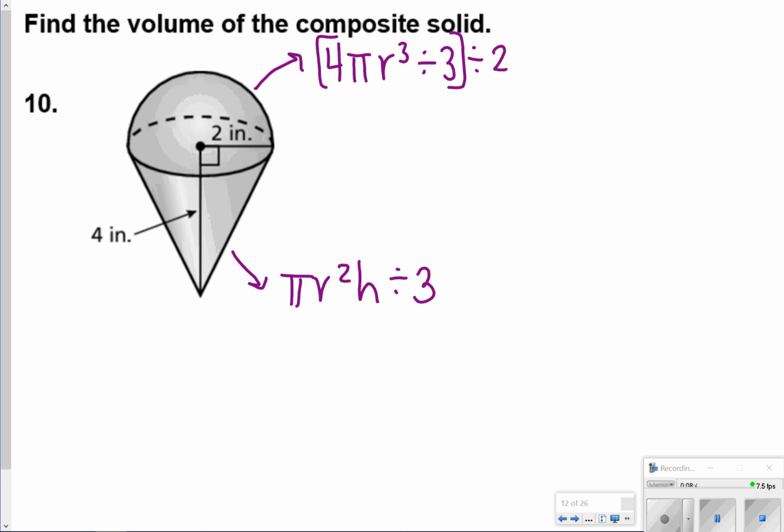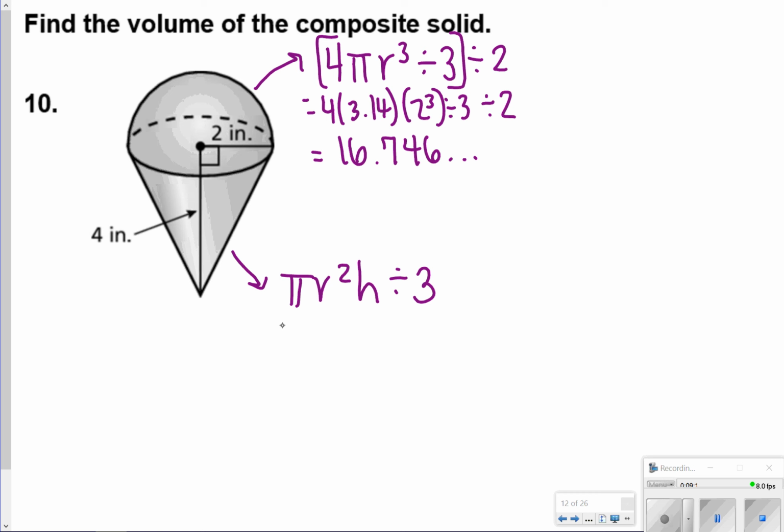Let's go ahead and try the hemisphere first. So we've got 4 times pi times r cubed, which is 2 cubed, divided by 3, and then divided by 2. That is going to give us about, I got a decimal here, 16.746 for that one. If you got 32 something, you forgot to divide by 2. So remember to go back and divide by 2.